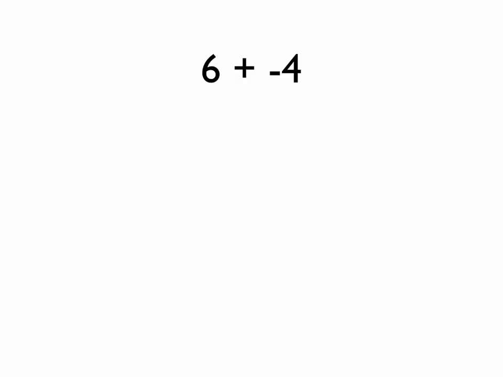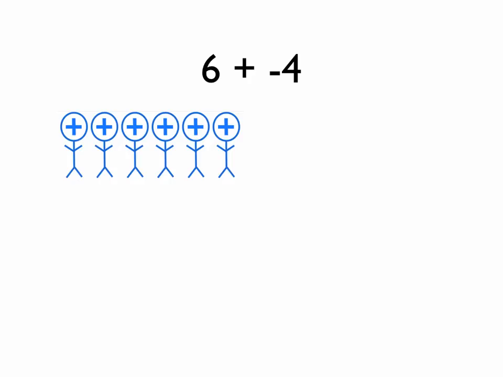Alright, so let's go ahead and try adding these integers. So we got 6 and we got -4. The easiest way to think about this is thinking about two armies. A positive army, in this case, a positive army of 6, and a negative army, in this case, 4. Now the two armies meet, and they're going to equally destroy their opponent.